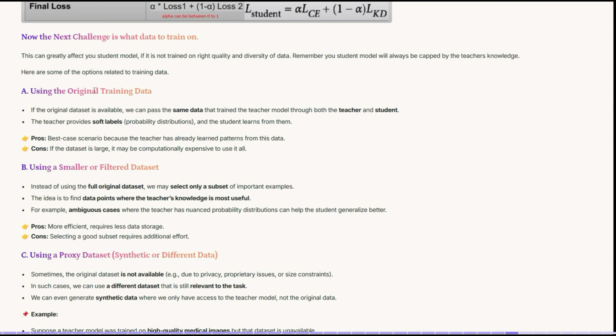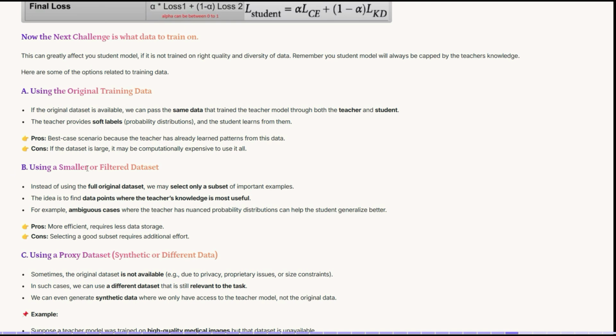A. Using the original training data. If the original data set is available, we can pass the same data that trained the teacher model through both the teacher and the student. The teacher provides soft labels, probability distributions, and the student learns from them. Pros: Best case scenario because the teacher has already learned patterns from this data. Cons: If the data set is large, it may be computationally expensive to use it all.